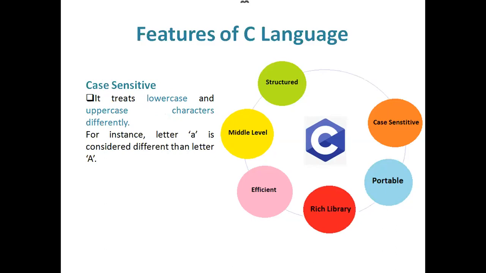Another feature of C language is that it is a case sensitive language. Case sensitive means that it treats lowercase and uppercase characters differently, or we can say that it can differentiate between uppercase and lowercase letters. For example, the small letter a is considered different from the capital letter A. Capital A is considered a separate letter and small a is considered a separate letter.